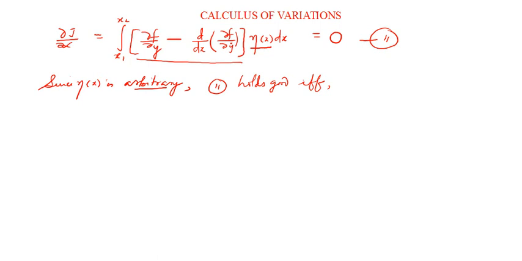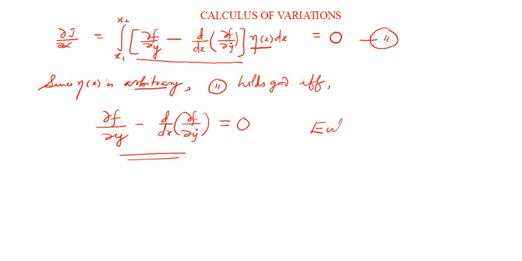So the condition for extremum turns out to be dou f with respect to dou y minus d by dx of dou f with respect to dou y dot is always equal to 0. And this equation is the famous Euler's equation in calculus of variation.